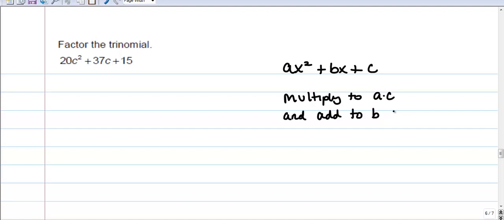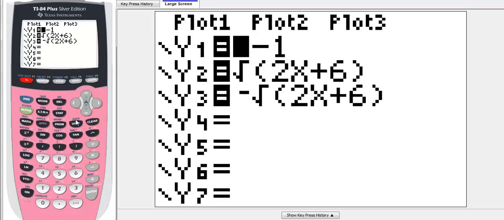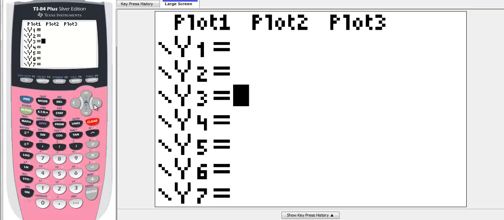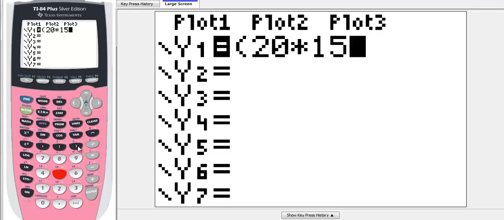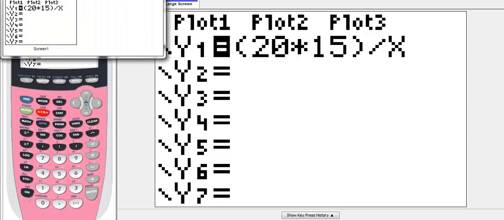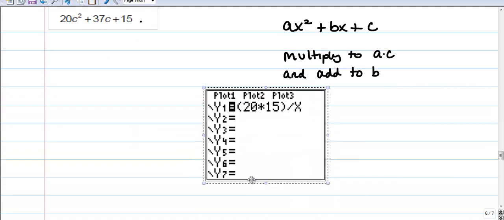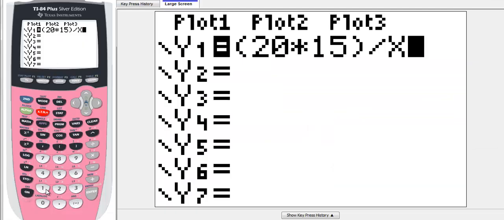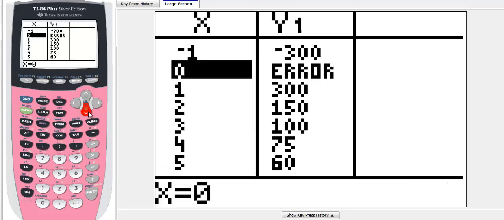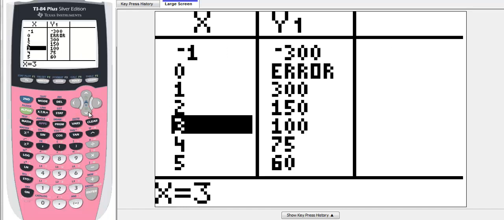Now, these are big numbers, 20 and 15. So a trick that I'm going to do is this. I'm going to go into my calculator, clear this out, and I'm going to look for the factors of 20 times 15, which I think is 300, right? But I'm going to put 20 times 15 divided by x. And when I go to my table, it's going to give me all the nice values that multiply to 20 times 15. So if I hit second graph now and go into my table, do you see how you've got 1 times 300, 2 times 150?